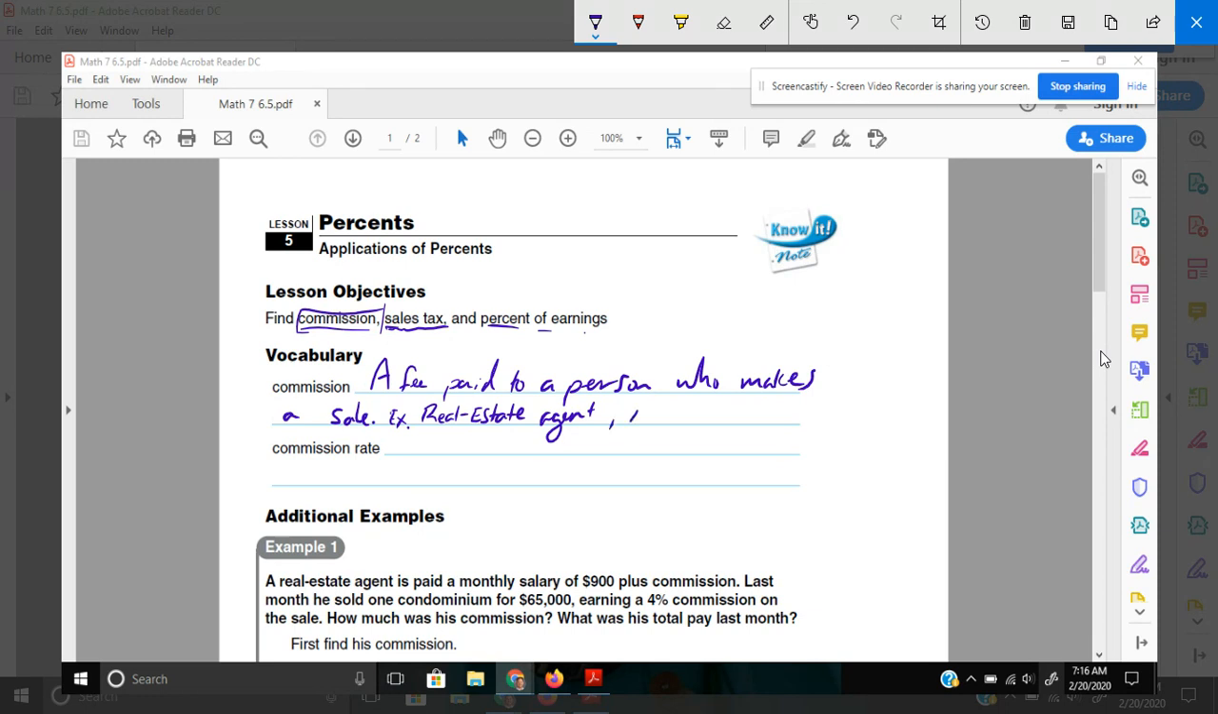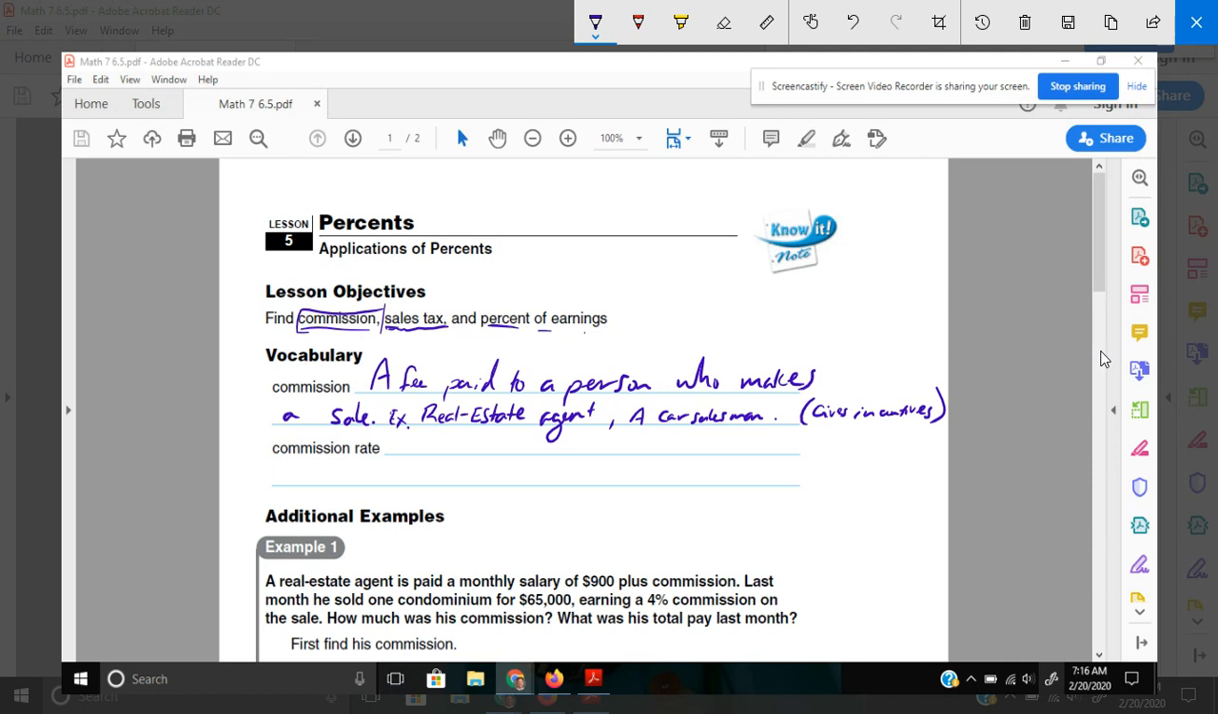Another example might be a car salesman. If you sell a brand new truck, you make a percentage of that. And what that does is it gives people incentives to sell more for their company. I'll write that in there. Gives incentives, or basically reasons for employees to want to sell more because then they make more money.